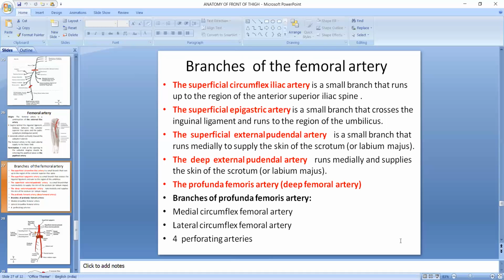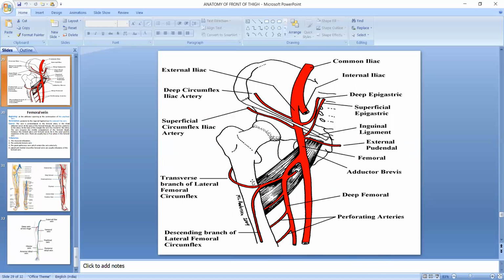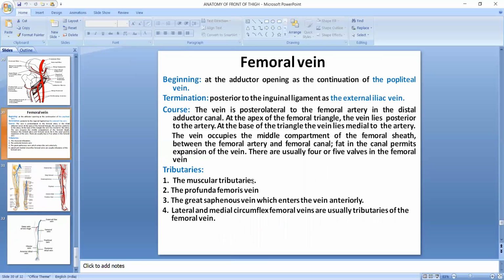The branches of the profunda femoris artery are the medial circumflex femoral artery, the lateral circumflex femoral artery, and four perforating arteries. So we can see here the profunda femoris artery and its branches, and this is the adductor canal, and the medial circumflex femoral, and this is the lateral circumflex femoral arteries and the branches also. And this is the picture. We can see here a clear view of the arteries and their circulation.